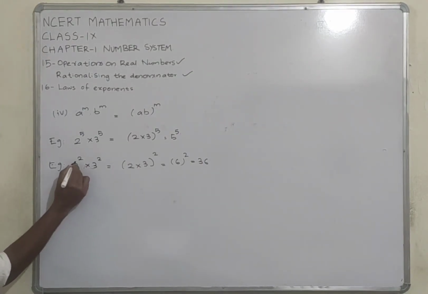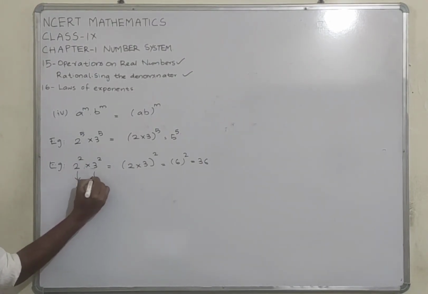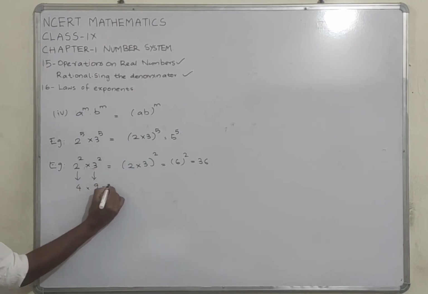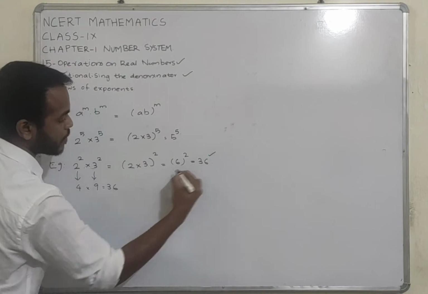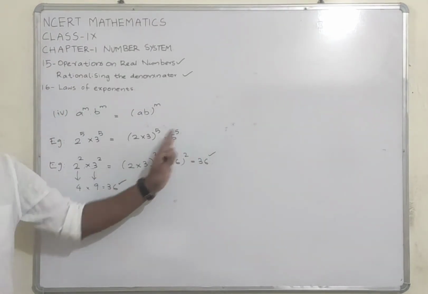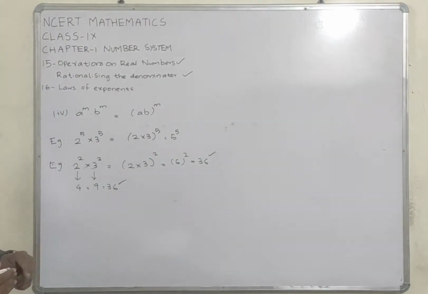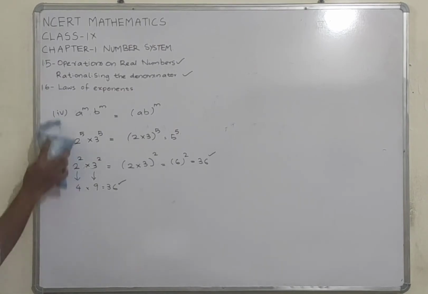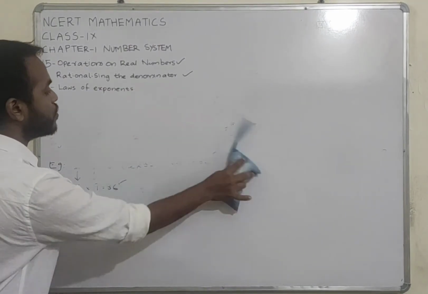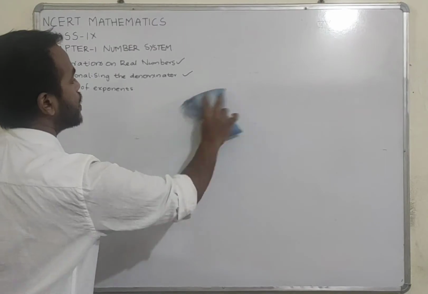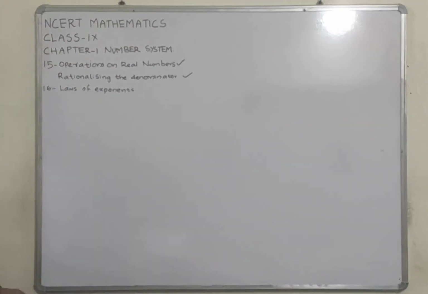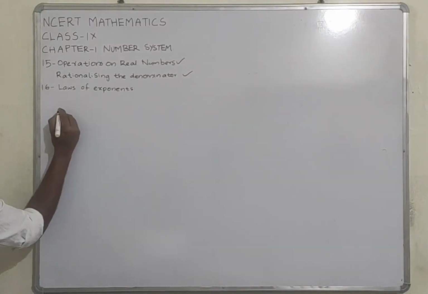Now let's verify. What is 2 raised to 2? It is 4. What is 3 raised to 2? It is 9. And what is 4 into 9? It is 36. We have got the same answer. That's the verification. Now let's see the fifth and sixth one. That's what I told you. This is not an identity. This is just a relation that you should understand while learning exponents.